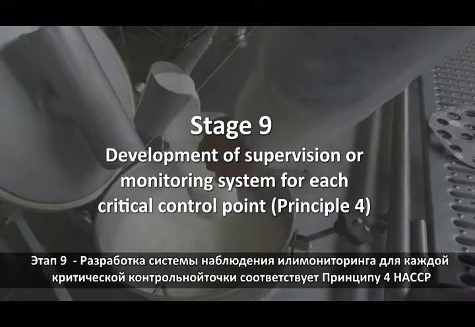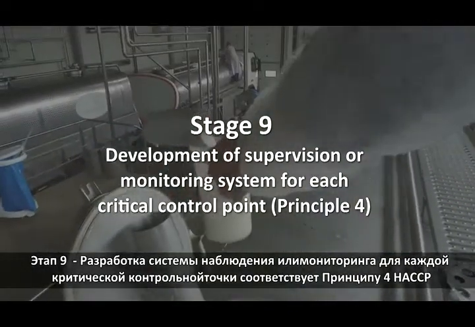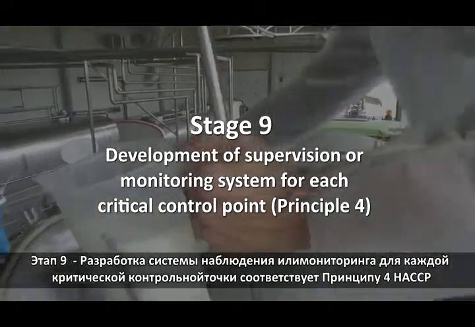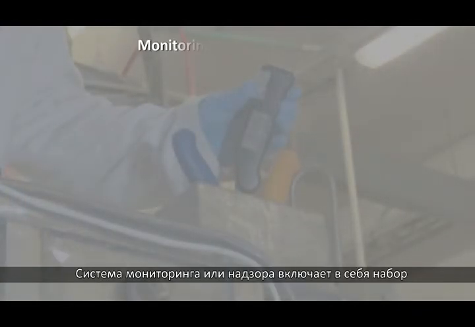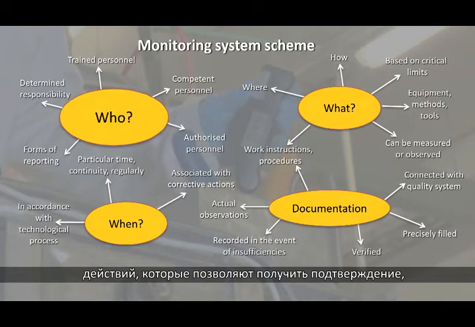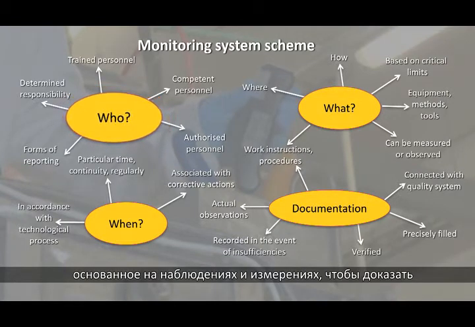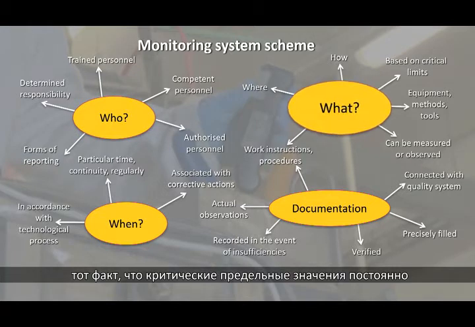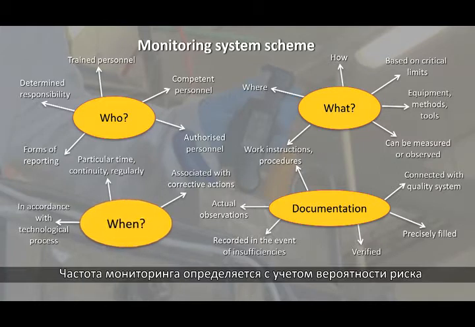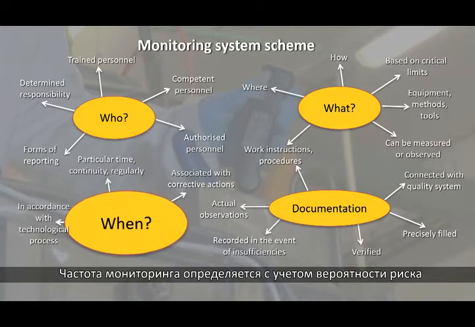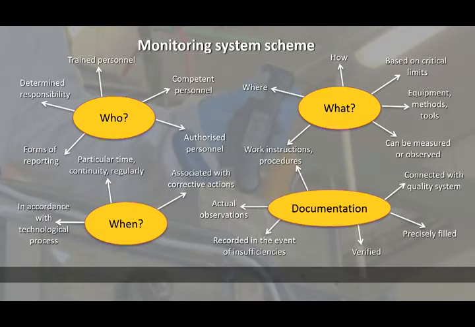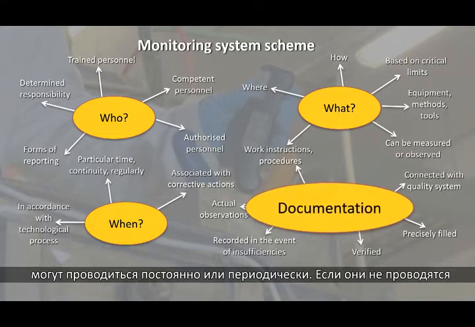Stage 9. Development of supervision or monitoring system for each critical control point conforms to Principle 4 of HACCP. Monitoring or supervision system includes a set of actions that allows one to obtain confirmation, which is founded on observation and measurements, to prove the fact that the critical limit values are constantly met but are not exceeded. The frequency of monitoring is determined by considering the probability of risk and the type of critical control point. Observations and measurements can be performed constantly or periodically.